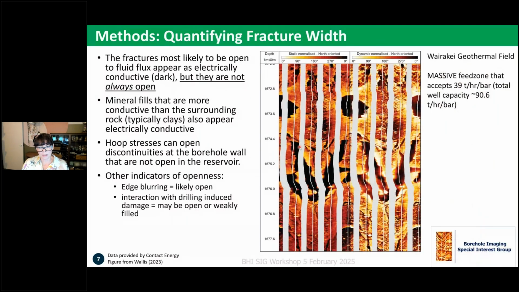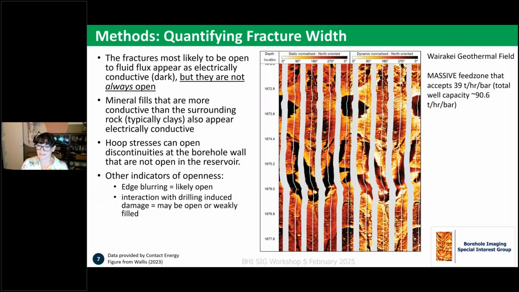Fractures that are relatively conductive are most likely to be open, but they're not always open because they could contain mineral fills that are more conductive than the surrounding host rock. And in my world, they're typically clays. So I'm more often than not working in volcanic hosted conventional geothermal systems. And so in this example here, which is a monster of a feed zone, so 39 tonnes per hour, for context, a standard total capacity for a geothermal well may be sort of around 5 tonnes per hour per bar. This is one zone, one set of fractures that is taking a massive amount of fluid.